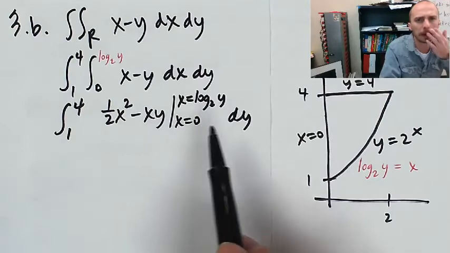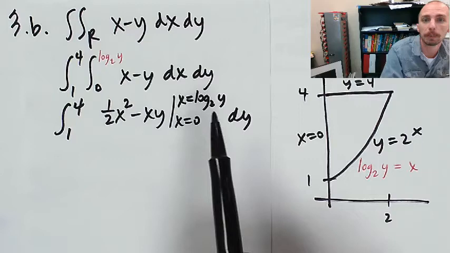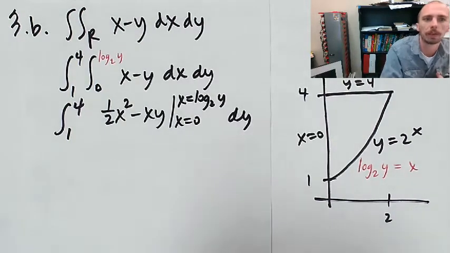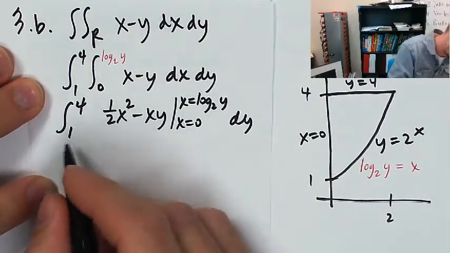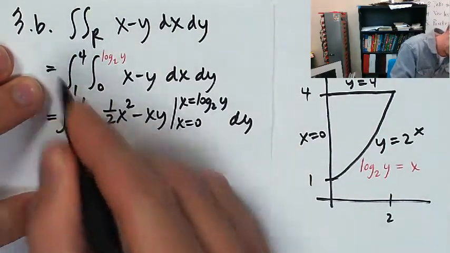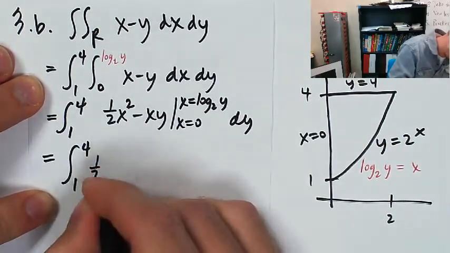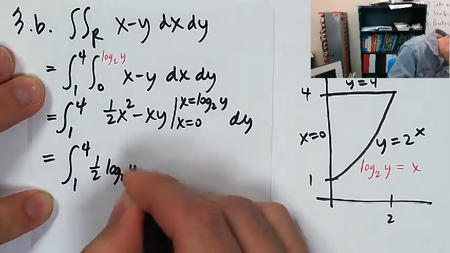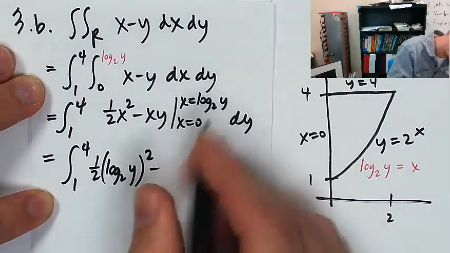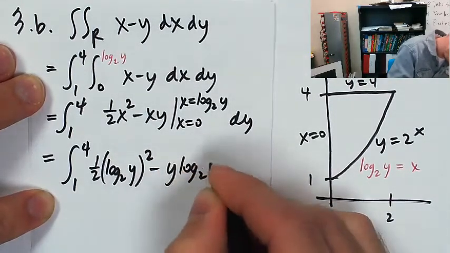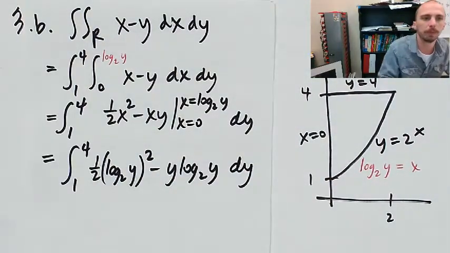Okay. Now, if you don't have the button with the log base on your calculator, you can say that log base 2 of y is natural log of y divided by natural log of 2, and that's going to be the way to attack that. That's how you type in a log with a different base in an old calculator. But I need to actually do this, so okay, when x equals log base 2 of y, I'd have 1/2 log base 2 of y squared minus y times log base 2 of y, and when x is 0, it'll all go away. So that'll be just that.